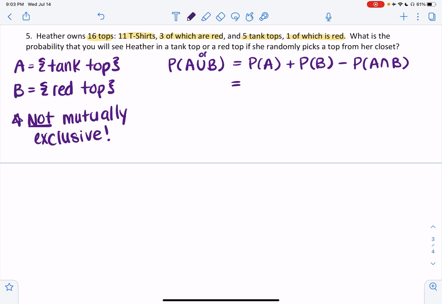So probability of a tank top, there are 5 tank tops out of the 16 tops. Then probability of a red shirt, there are 4 red shirts. There's 3 here and 1 here out of the 16. And then we want to subtract any double counting, and it's that single red tank top that's accidentally getting counted twice. So that will give us 8 out of 16, which is 50%. And there we go.